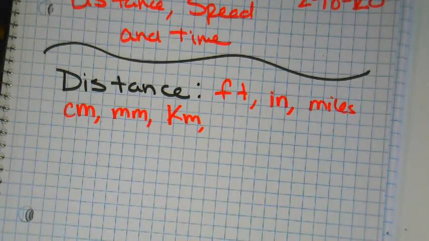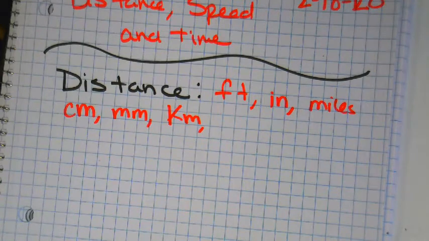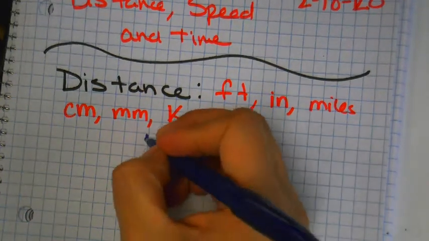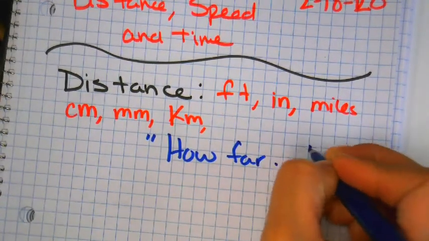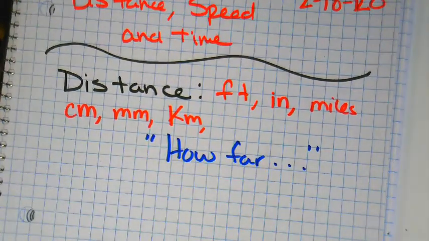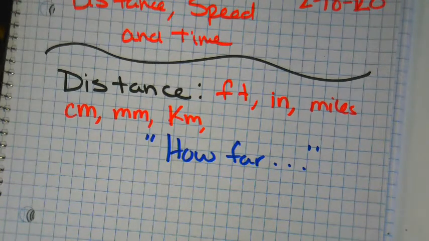Okay. Now, when you're reading a word problem, if you read the words how far did Johnny travel, we are going to be solving for distance. So look, how far, put it in quotes, put some dots on the back. When you read that on a word problem, you're solving for distance. Now, the next one we're going to talk about is speed.